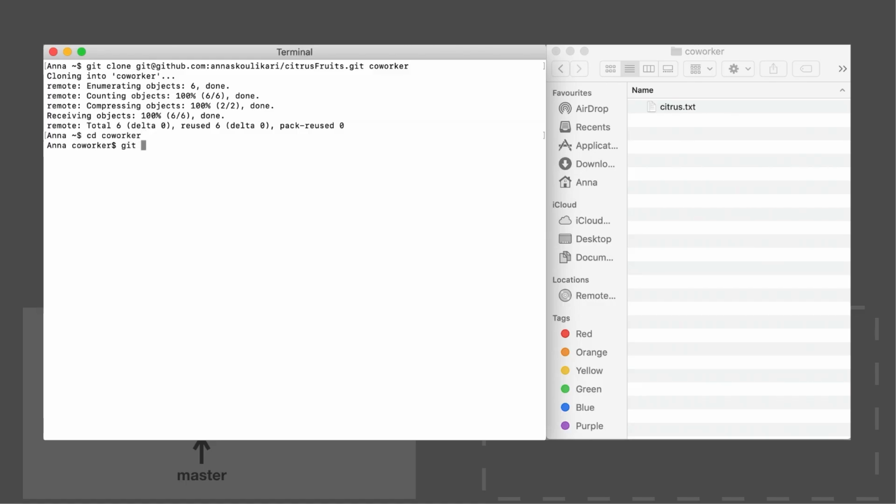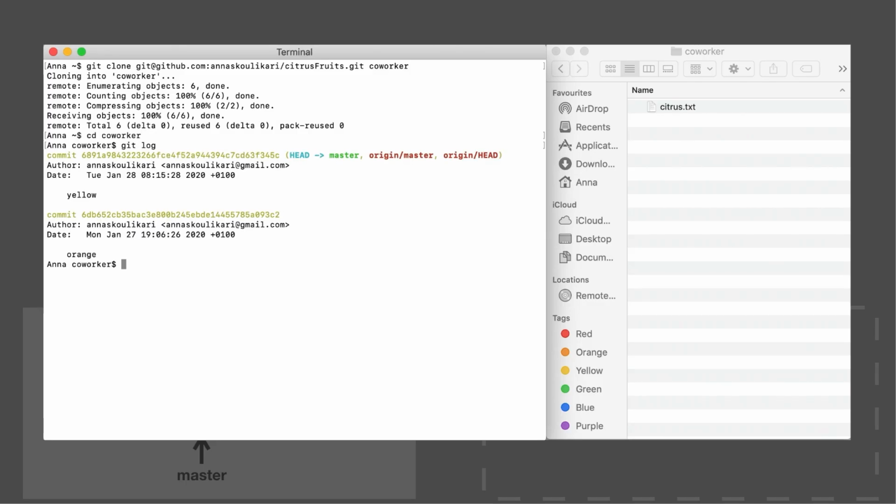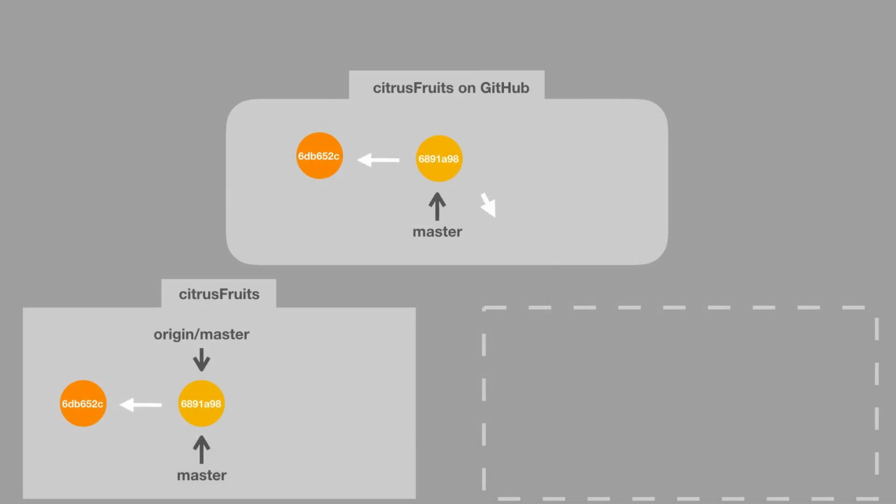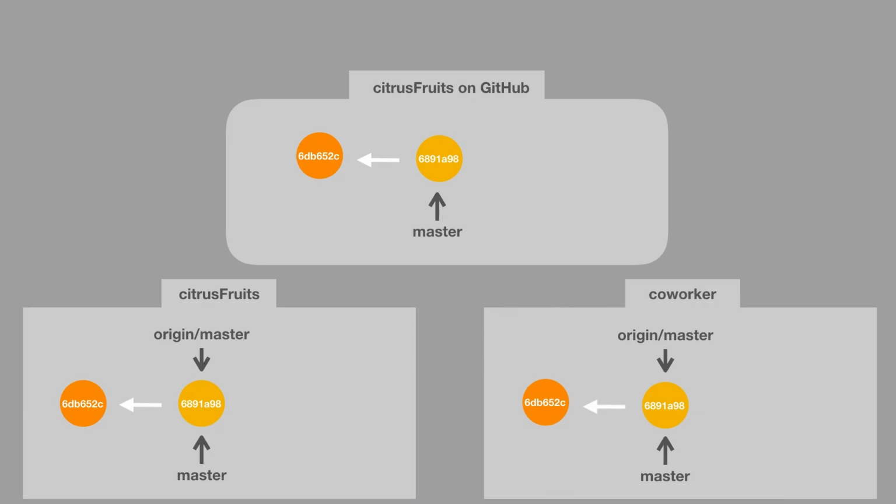Type in git log, and we can see that both our commits are there. So here, our coworker has cloned the repository onto their computer. Now let's see what happens when our coworker decides to make a commit.